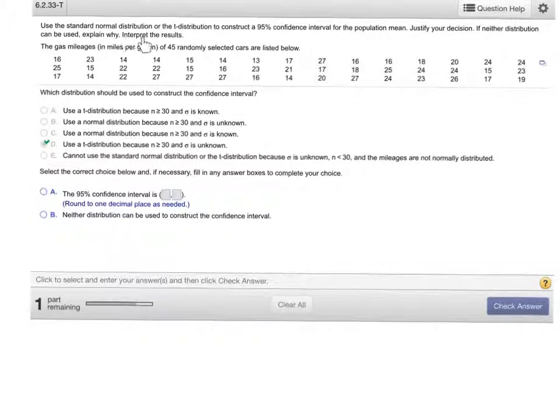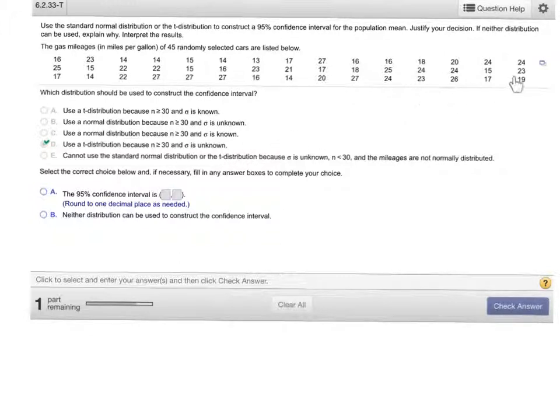You got standard normal distribution or t-distribution. You want a 95% confidence interval for the population mean. Justify your decision. If neither distribution can be used, explain why and interpret the results. So this is gas mileage for 45 randomly selected cars, and you identified this part correctly.